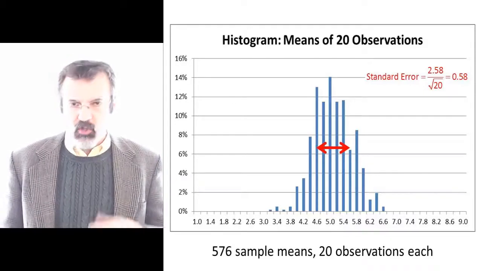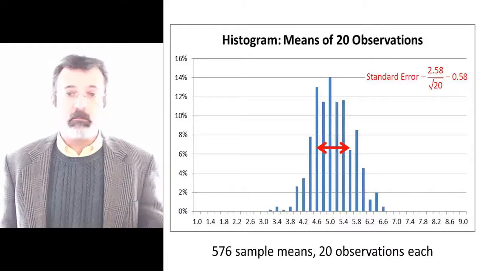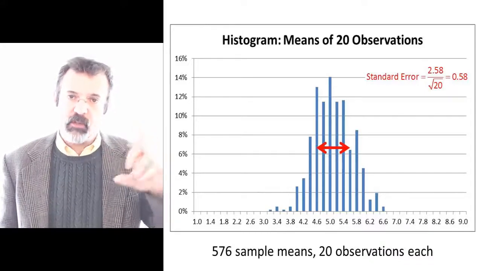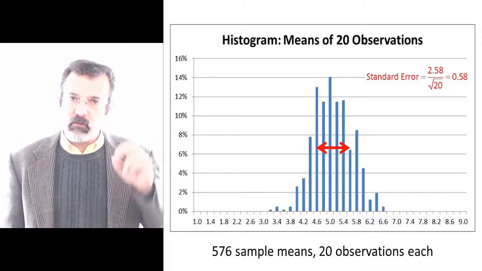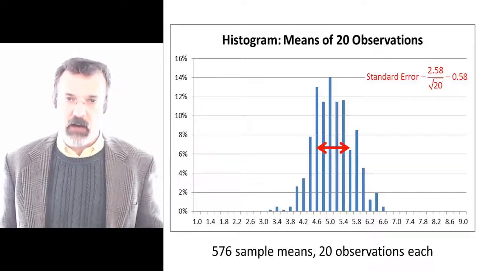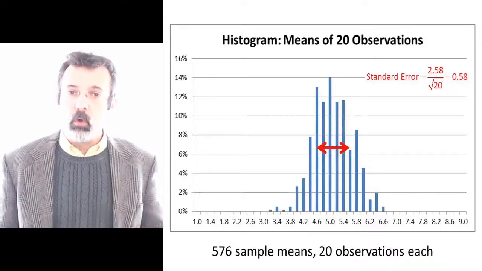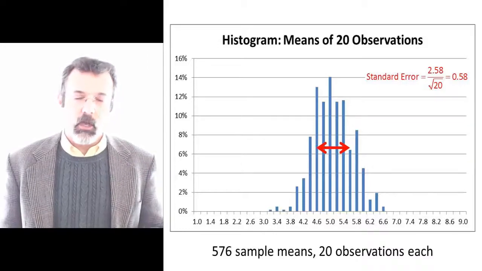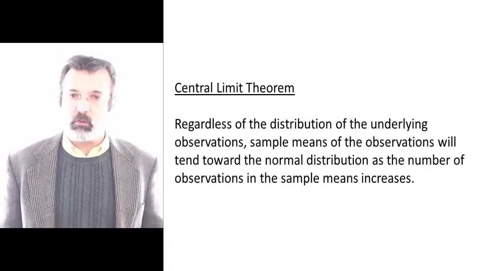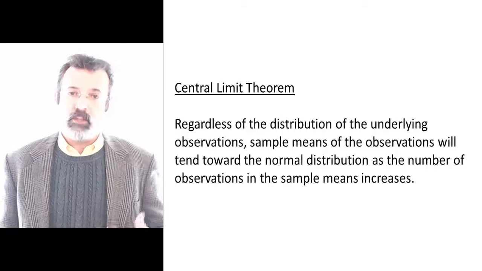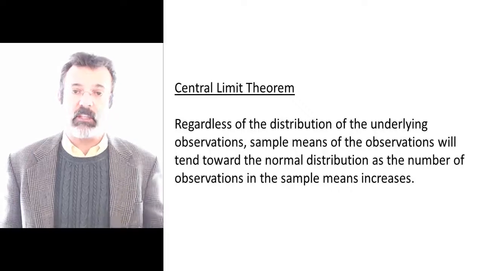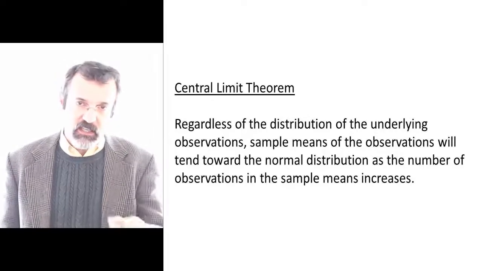So notice two things. Starting with a random variable that has some distribution, in this case a uniform distribution, we can take sample averages of groups of these observations. The larger the number of observations that feed into the sample averages, the lower is the standard error of the sample averages, and the more normally distributed the sample averages are. We call this result the central limit theorem. The central limit theorem says, regardless of the distribution of the underlying observations, when you take sample averages of these observations, the sample averages will tend to be normally distributed as the number of observations in each sample increases.